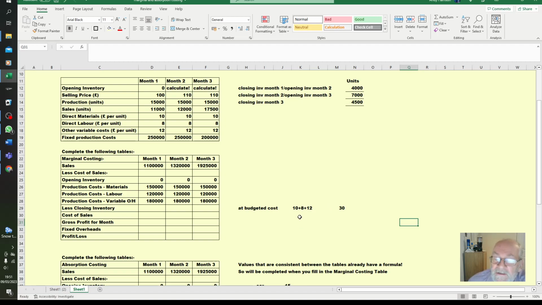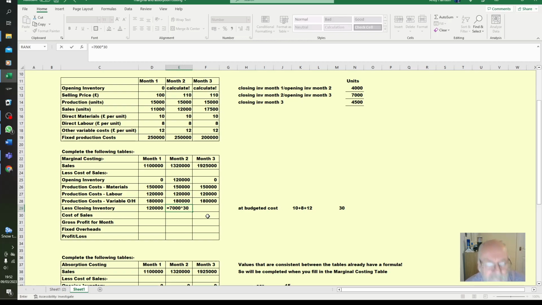And this is where the first part of the calculations is. Budgeted cost is actually materials, labour and the variable overheads, 30. So our closing inventory is 30 times 4,000 at the end of month 1. And at the end of month 2 we had 7,000. End of month 3 we had 4,500. That would be opening inventory, month 4 of course.